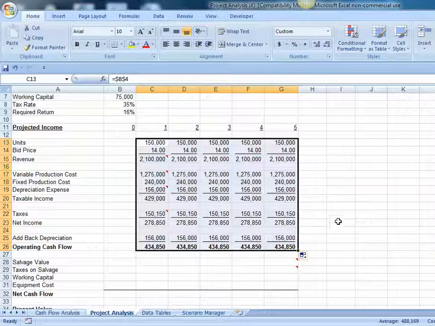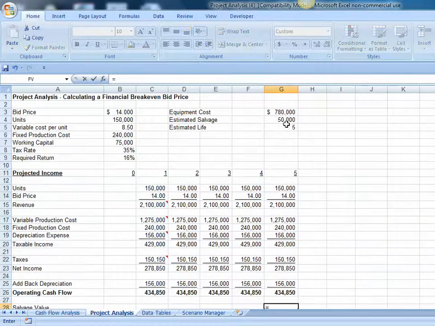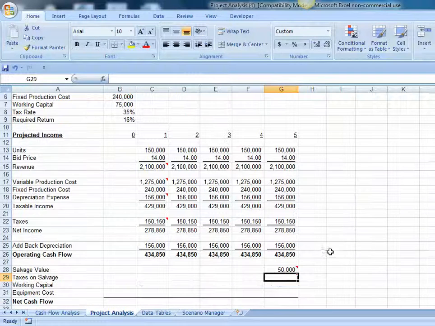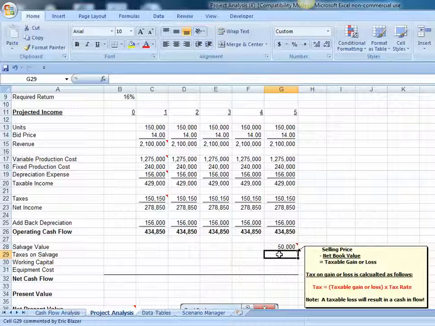Let's go ahead and calculate our terminal cash flows. We're estimating a salvage value of $50,000. Now, since we've fully depreciated our equipment, we could take a little bit of a shortcut and calculate our taxable gain as simply our selling price minus 0, our net book value, multiplying that by our tax rate. But rather than do that, let's put in a formula for our net book value in case we were wanting to change the estimated life of our equipment.